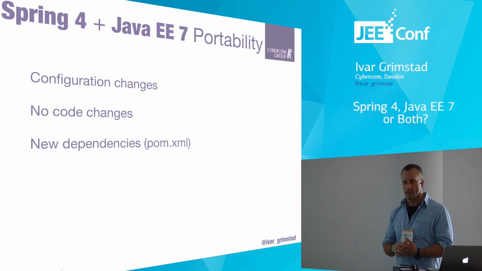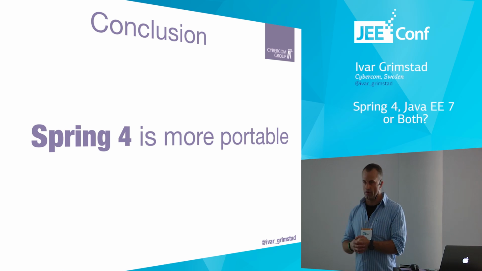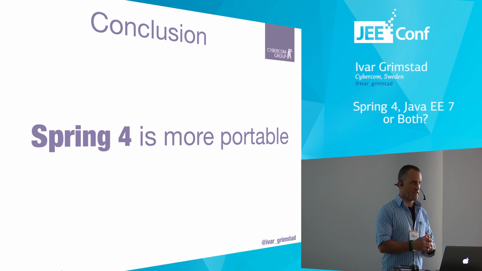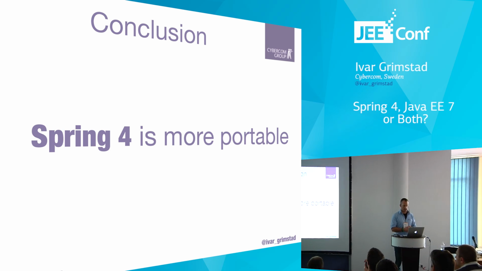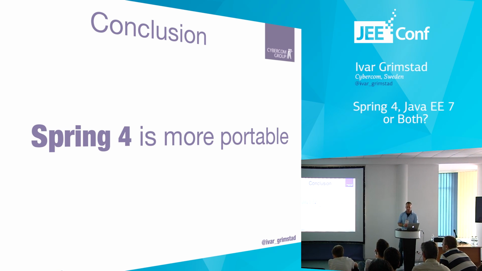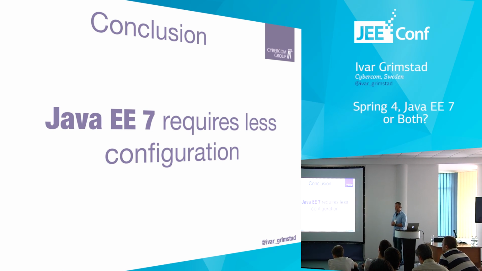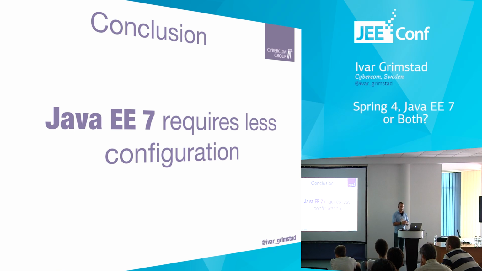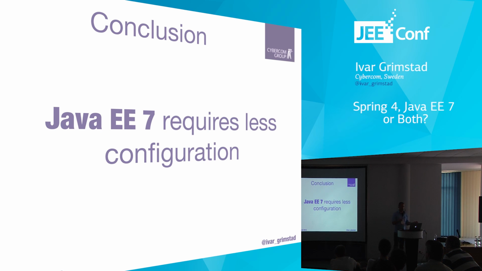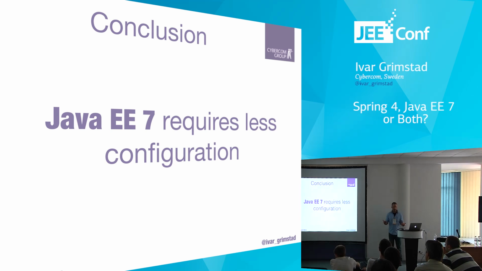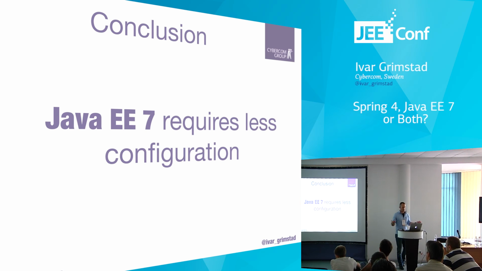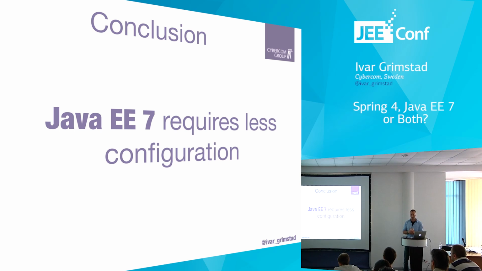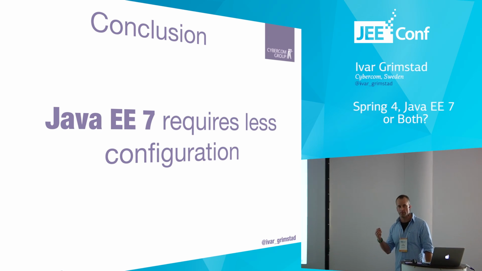So to conclude, Spring 4 is actually more affordable, even across Java EE 7 containers. Java EE 7 requires less configuration. The WAR file is significantly smaller. I think the WAR file of the application I made here today is like 8K, and the Spring counterpart is 10 megabytes. So it is different in WAR file size, if that matters, and the size of the WAR file has impact on deployment time.